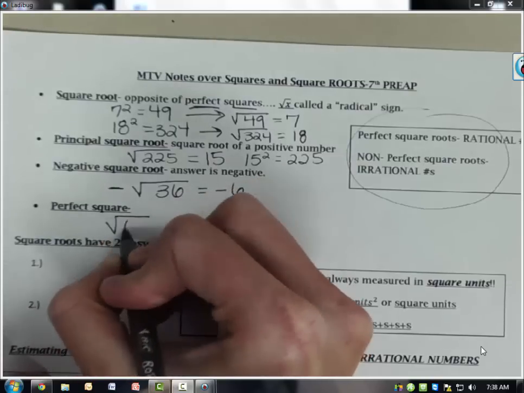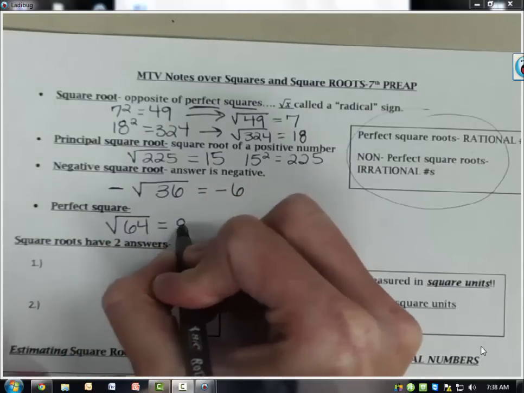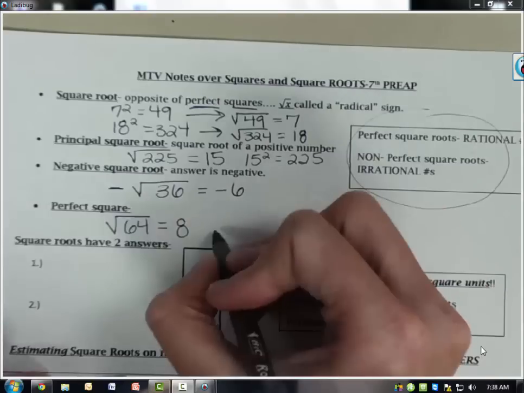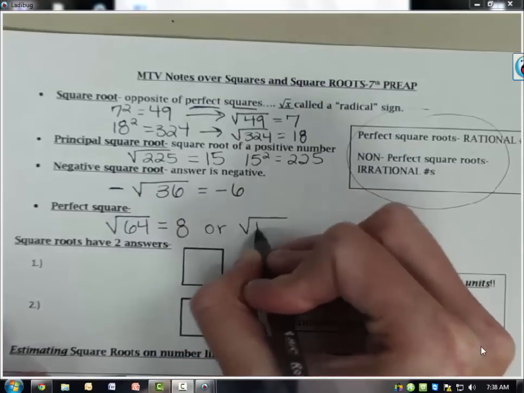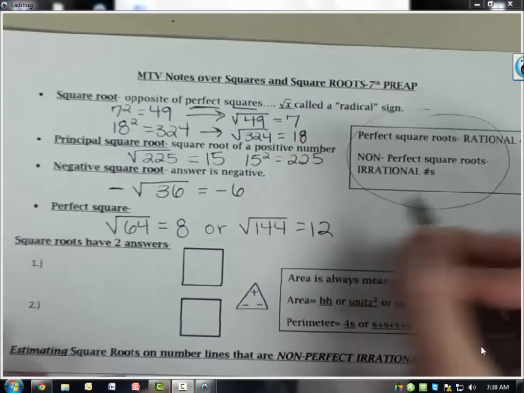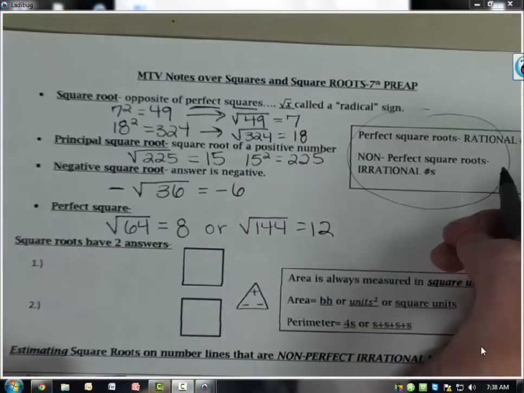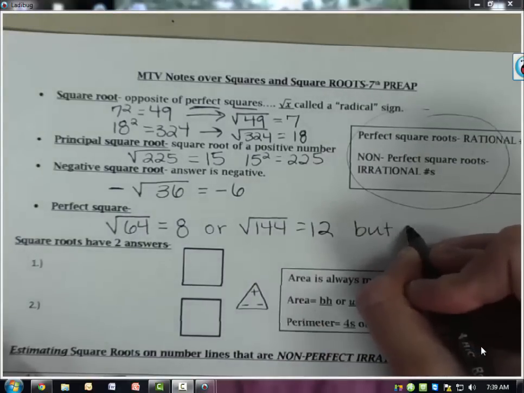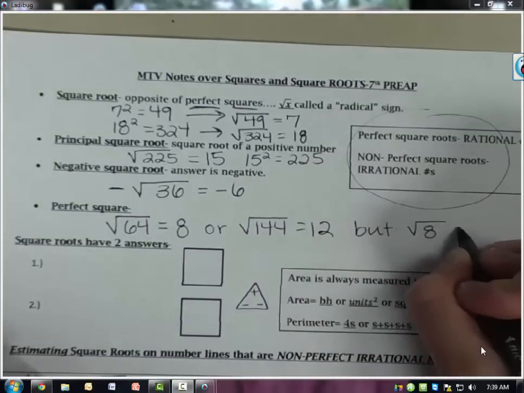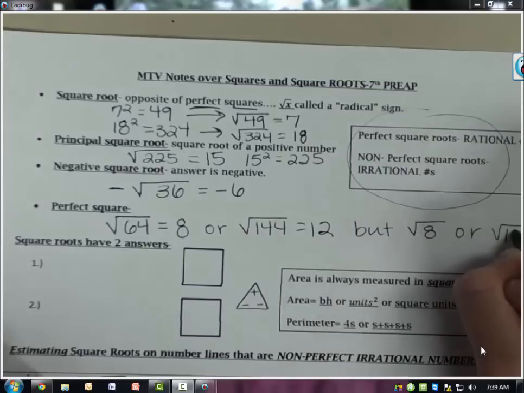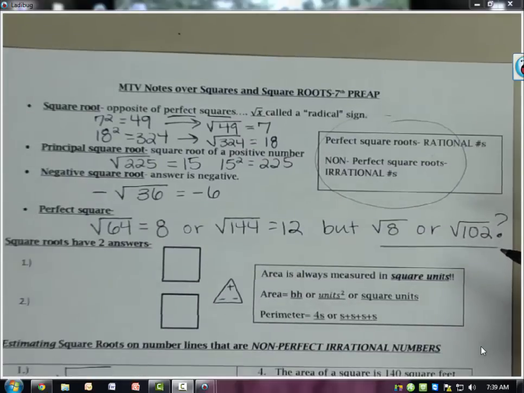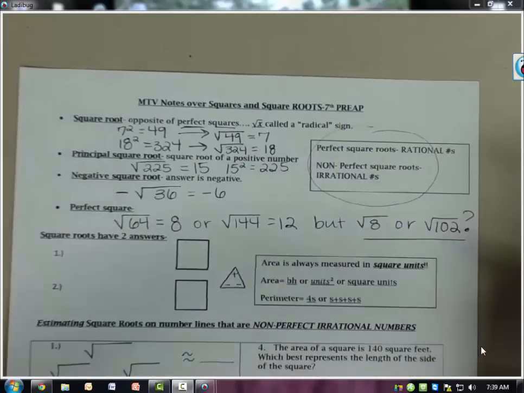Perfect square roots are the square root of 64 equals 8, or the square root of 144 equals 12. You have memorized all the perfect squares up to 21. But what if we had this number? What if we went backwards from squares and we did the square root of 8? Or what about the square root of 102? So this is what we're doing today. We're estimating what happens if they're not perfect. Okay, so that's what we're going to be doing down here with estimating square roots.